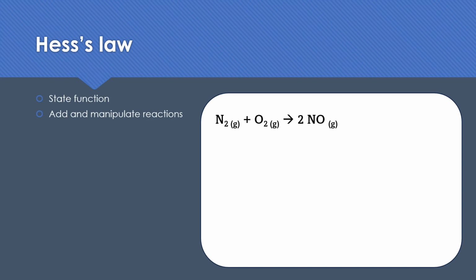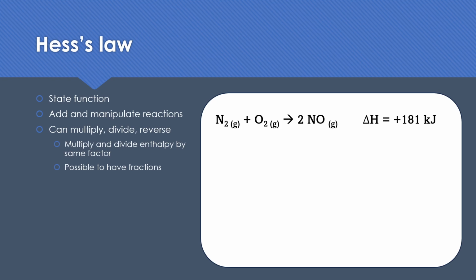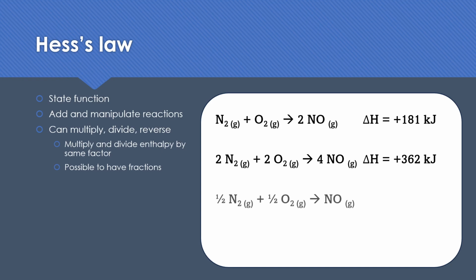So we have a reaction and we have the enthalpy for it. Okay. So we can multiply, divide, and reverse a reaction. Those are the manipulations we can do. And it's possible to have fractions because we're talking about moles, not individual atoms. So, if we were to double this reaction, then we would double the enthalpy.